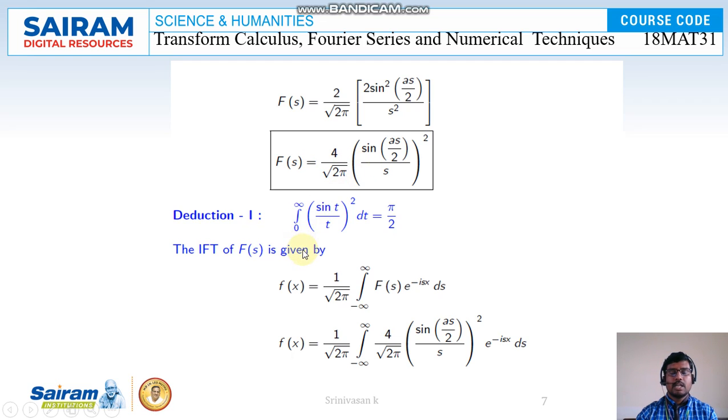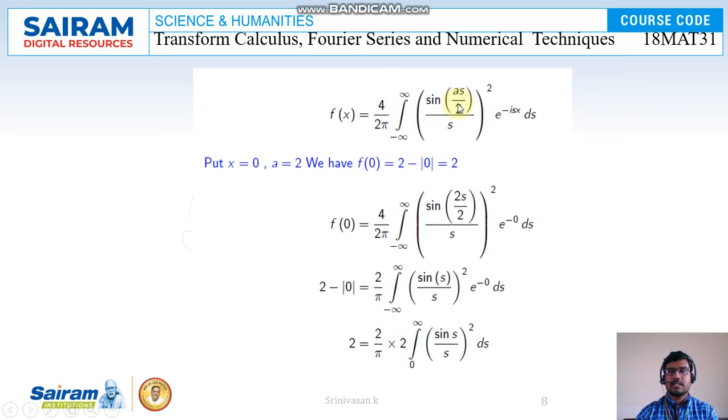Next, deduction. If you want to solve the deduction, we can apply only the inverse Fourier transform. So first our aim is to find the Fourier transform F of s. After that, if you want to solve any deduction, we apply the inverse Fourier transform. What is the inverse Fourier transform? We know the formula: 1 divided by root 2 pi integral from minus to plus infinity F of s e power minus isx into ds. Substitute the F of s value. This is the F of s value.